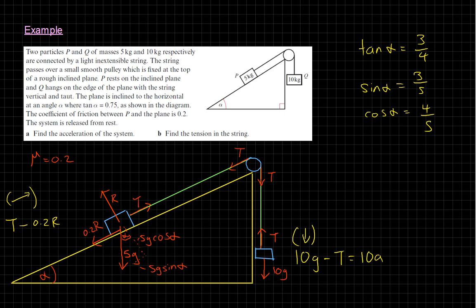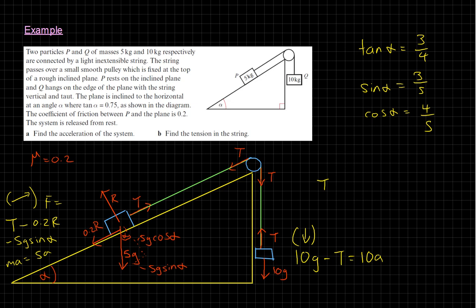Now if I go back to what I was doing, which was resolving up the plane, we've got the T going up, 0.2R going down the plane. We've also got 5g sine alpha going down the plane, so let's take that away. And that is the F in this case, the net force. So that is going to be equal to ma, which in this case is equal to 5a.